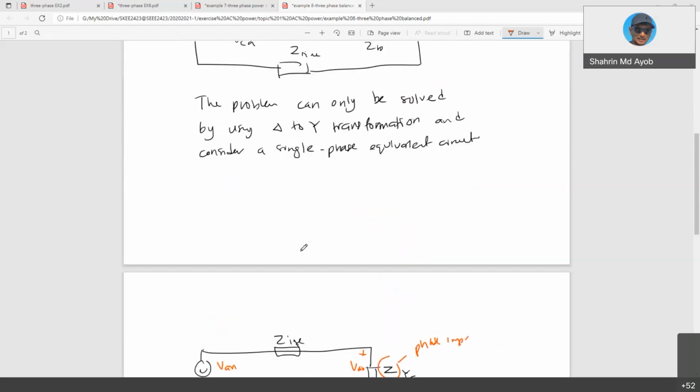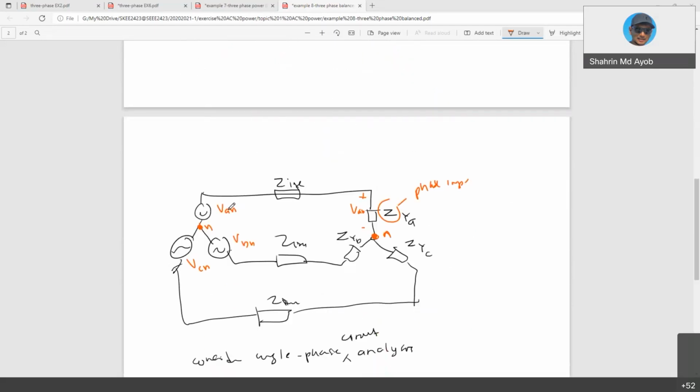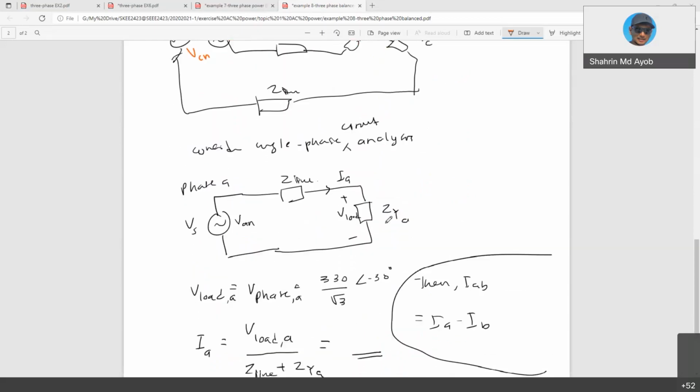What you need to do when you have a delta, you cannot simply use what we have done earlier. You need to convert into Y connection, and then obtain the phase values, and then you proceed with a single phase equivalent circuit analysis. So all these values are in phase parameters.